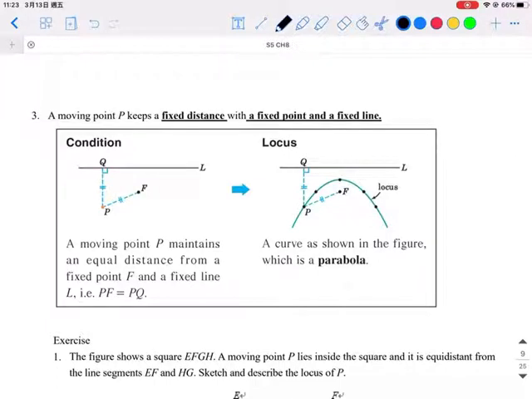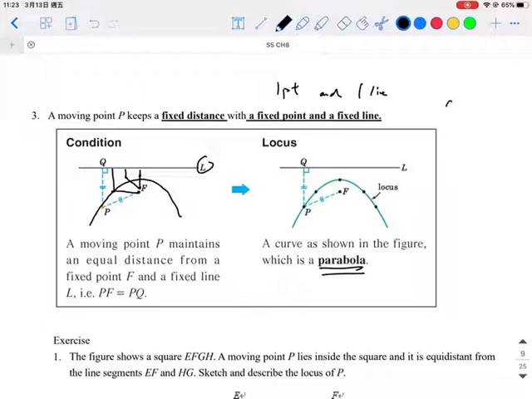It is when there is a fixed distance from one point and one line. The first point is to be at the fixed distance from PQ and PF. If you have a point and a line here, maybe we have another one here, and the third one maybe here, and so on. So it becomes what we call a parabola, or a quadratic function.